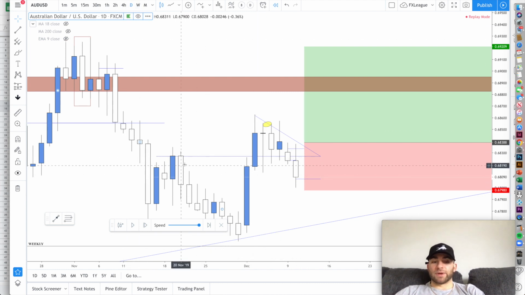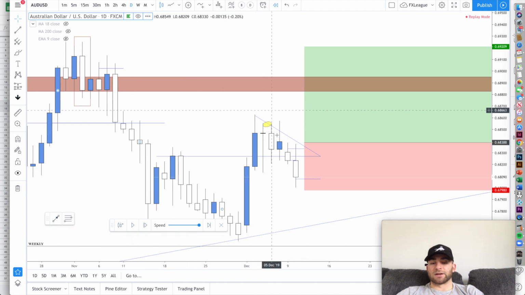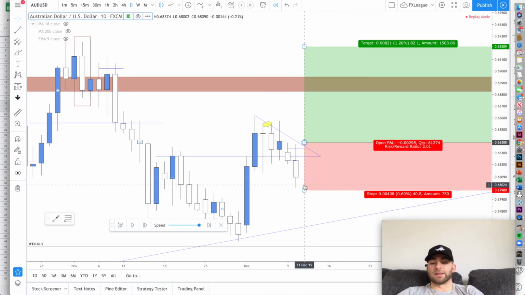On the daily, we had a break of resistance right here and the formation of a new high. And after we see a break of a lower high like this and then a new higher high form, we're always looking for that first higher low to take action on, whether we can find an entry in that area.